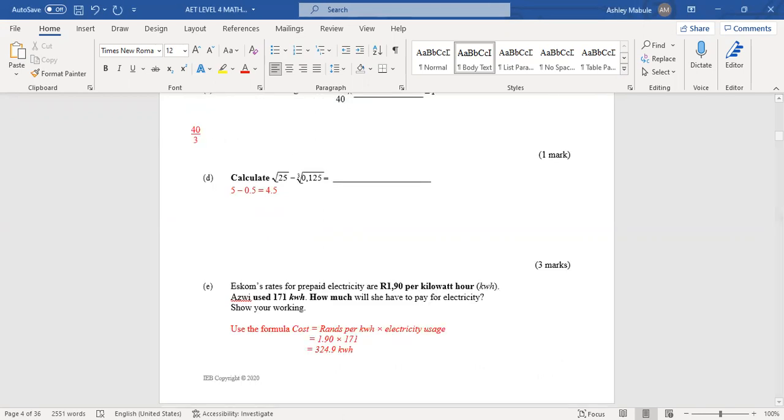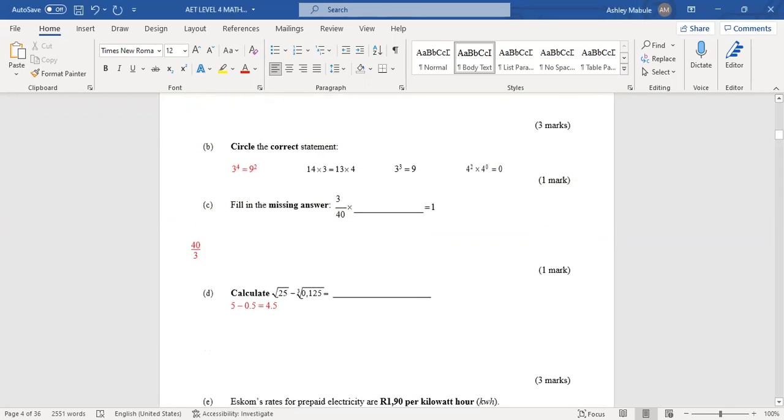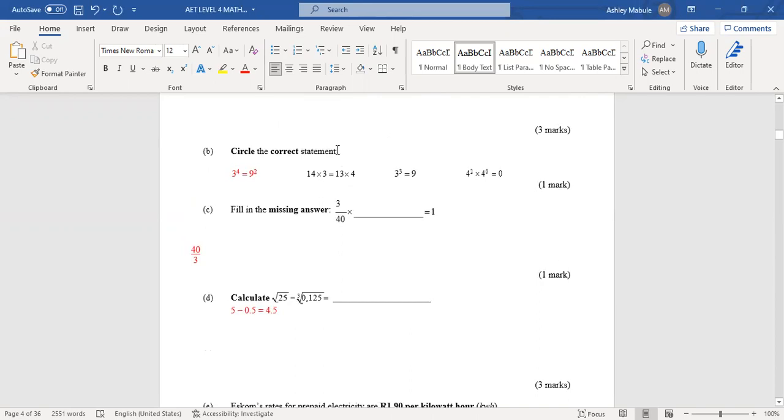Now B says that you need to circle the correct statement. So how you do this is that you just calculate what all of these are. And then once you do that, it should give you the correct answer. So this one is the correct statement.